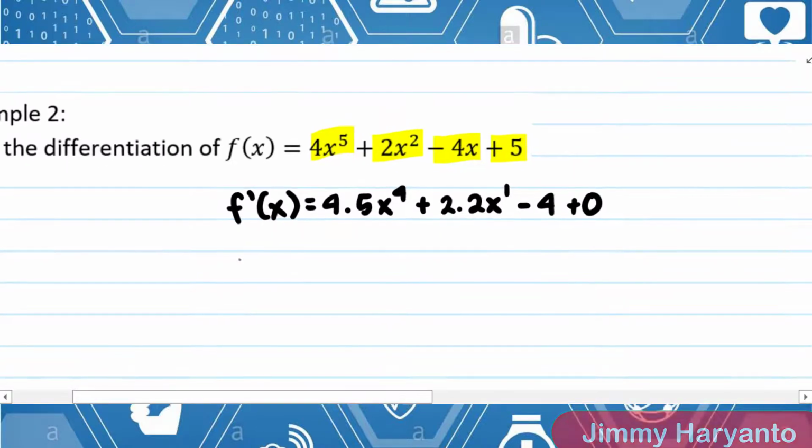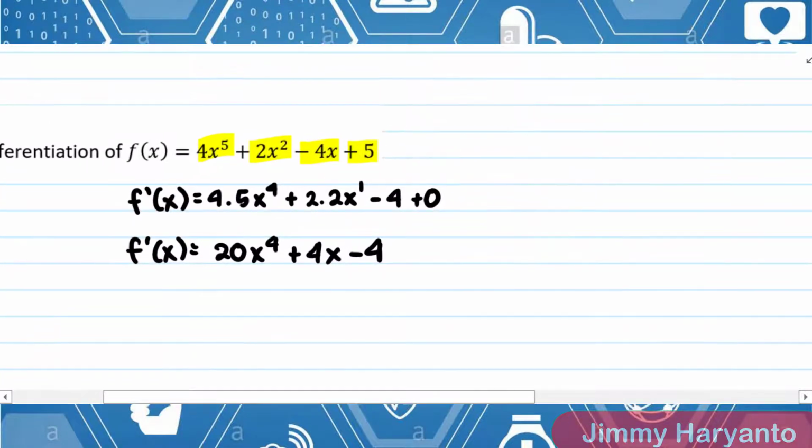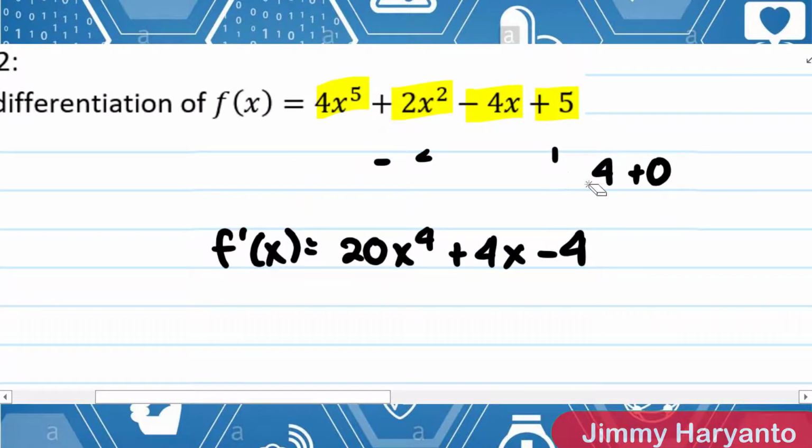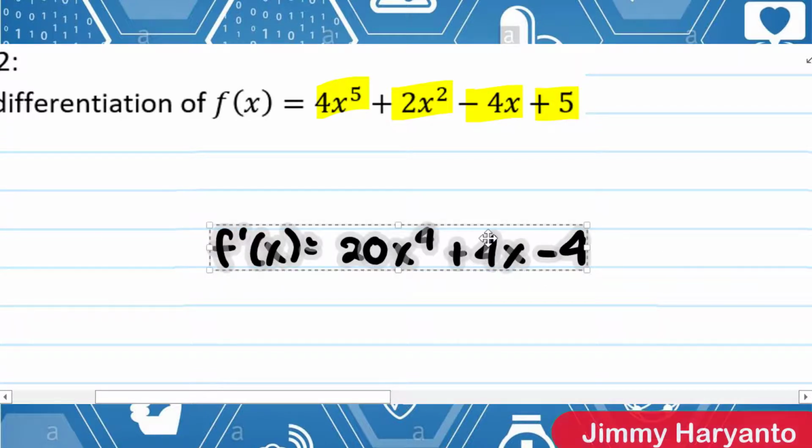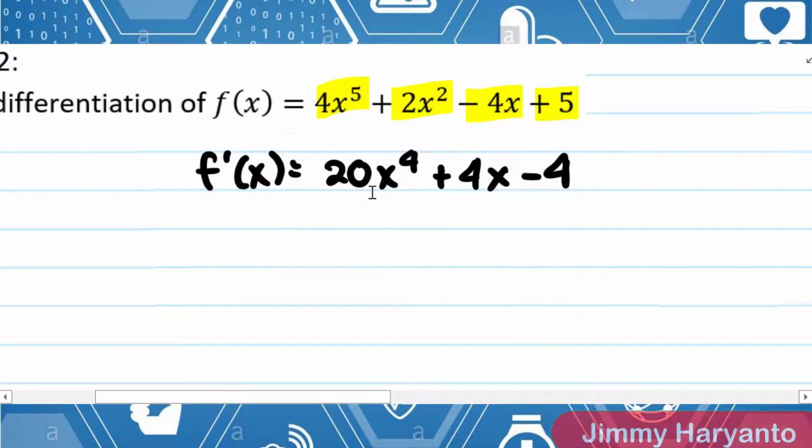There we go. So the final result will be 20x to the power of 4 plus 4x minus 4. Later, I don't want you to write this row, this working. I want you to get the answers directly if the function is simple. If the function is simple, I want you to get the answers directly without writing the first step.